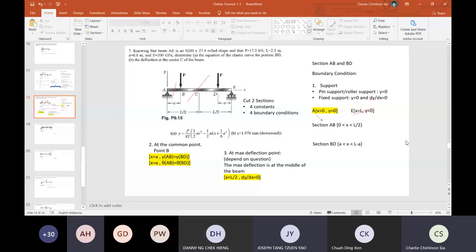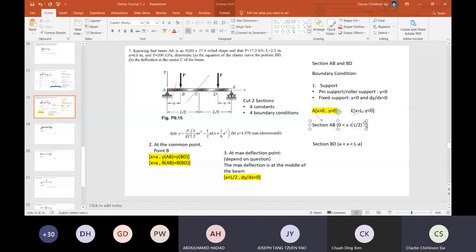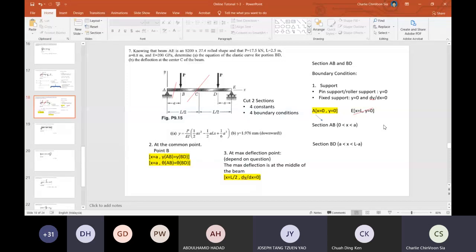So for section AB, it says from 0 to L over 2, isn't it? Pardon? Oh, sorry. From 0 to A, sorry, this one is to A. Okay, so my bad. Okay, yeah. Question. So is it possible to have 2 common points?